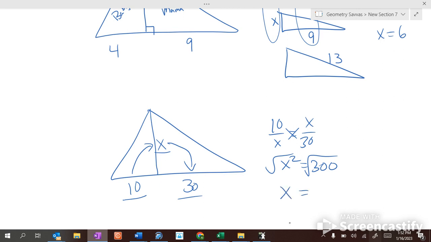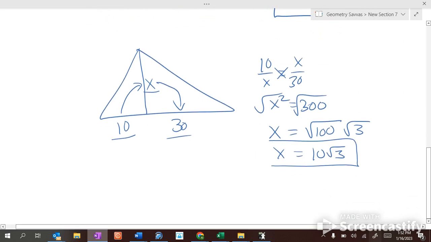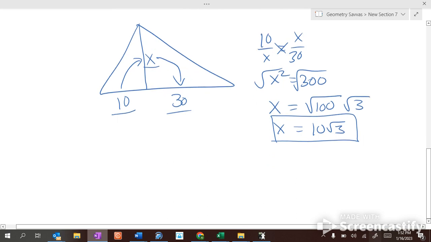So x would equal the square root of 100 times whatever is left over. 100 times what is 300? 3. So x would equal 10 square root of 3. This is called simplest radical form. Let's do that again for a different one.